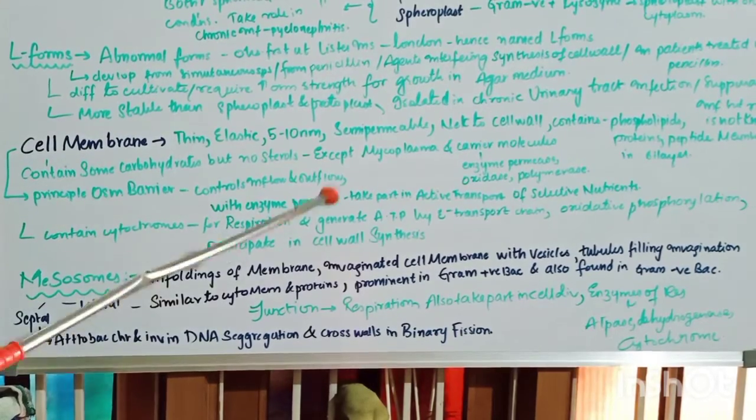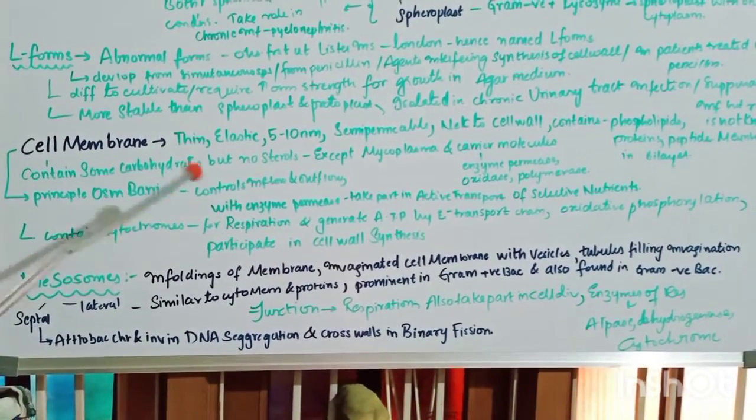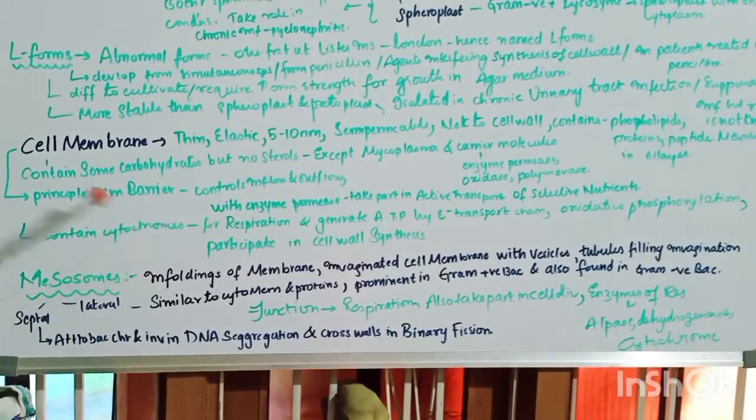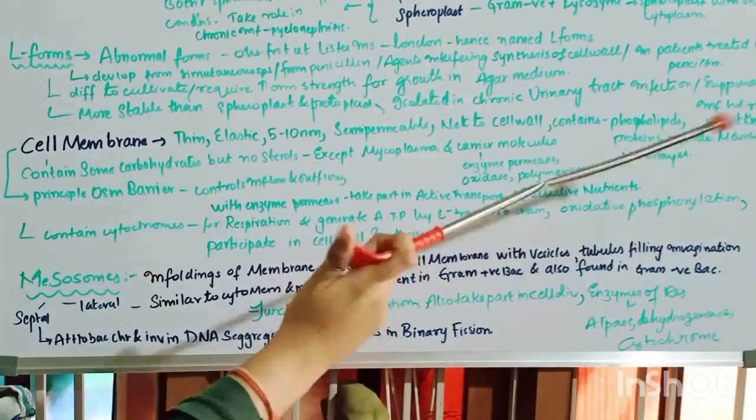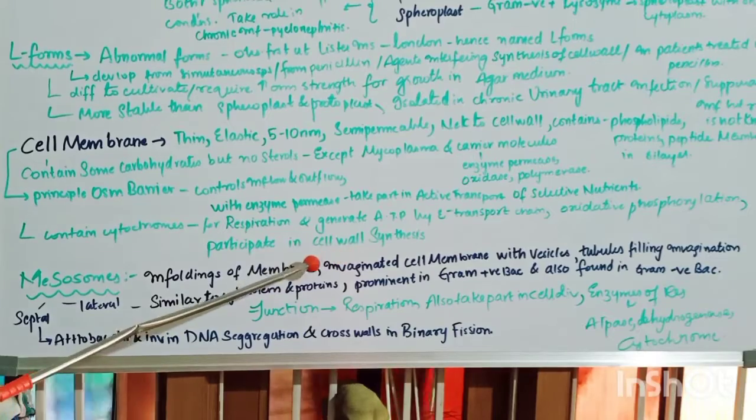But here we need to remember that in bacteria the cytochromes are present in the cell membrane, as they don't have cell organelles; they are prokaryotic. So it is present in the cell membrane for oxidative phosphorylation, and also participates in cell wall synthesis.